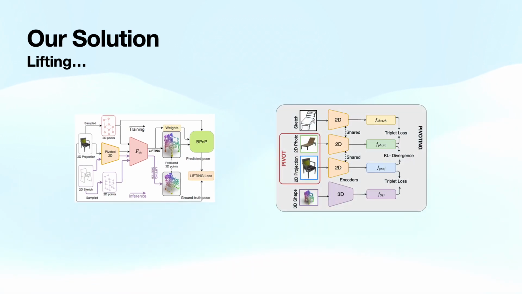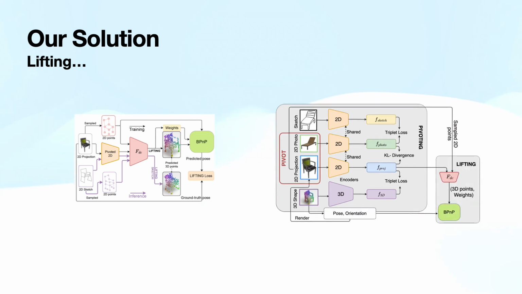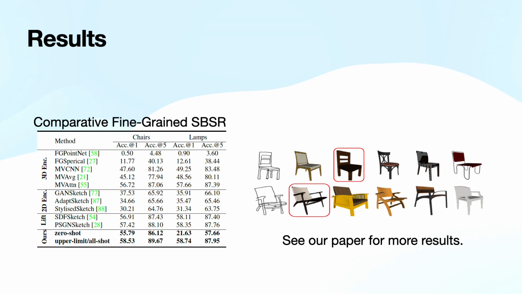This concludes our proposed framework, which has two key elements. First, pivoting to solve the data scarcity problem, and lifting to solve the 3D awareness to make it work for fine-grained setups. We present a few results. On the right, you have fine-grained sketch-based shape retrieval numbers measured in accuracy top 1 and top 5. On the left, you have some retrieval results. And please see our paper for more results.